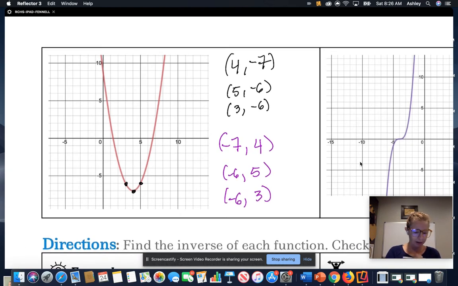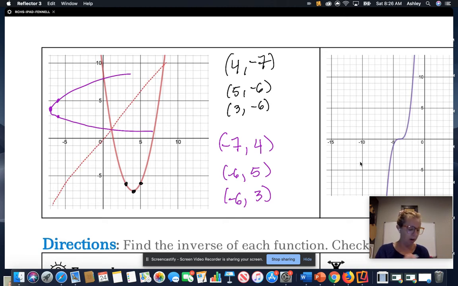Okay, so -7 up 4. Okay, and then -6 up 5. And then we're going to have that one as well. And then my quadratic is going to be shaped like this. Again, if I were to draw in my y equals x line, I should see that these are a reflection of one another. Again, we have that point matching up, and we should see each of those points balancing each other out, the inverse. Okay, so go ahead and draw those out.